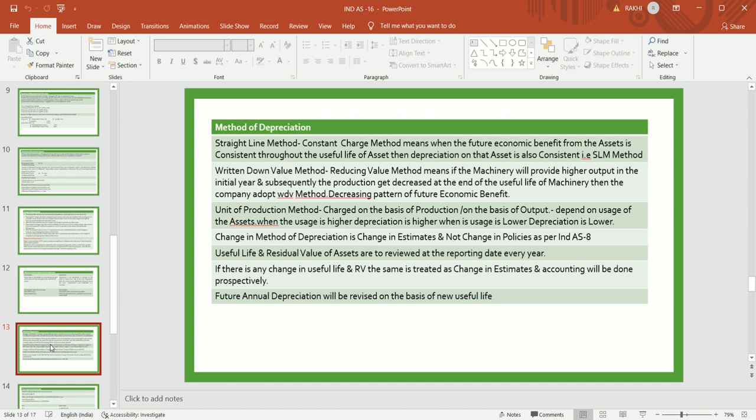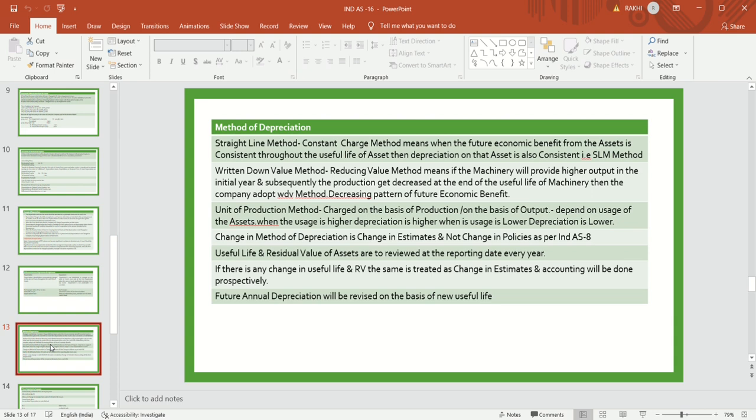Useful life and residual value of the asset are to be reviewed at every reporting date. Means the useful life and residual value of each and every class of asset are to be reviewed every year at the reporting date. If there is any change in the useful life or residual value of the asset, the same is to be treated as a change in estimates and accounted for prospectively.